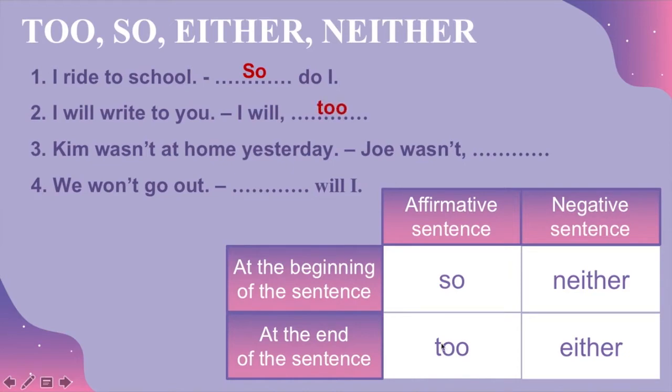Cái câu thứ hai, I will write to you, thì bạn có thể thấy đây là một cái câu khẳng định. Và cái chỗ trống mình cần điền á, thì nó lại nằm ở cuối câu, cho nên mình sẽ phải dùng chữ to. Number 3.